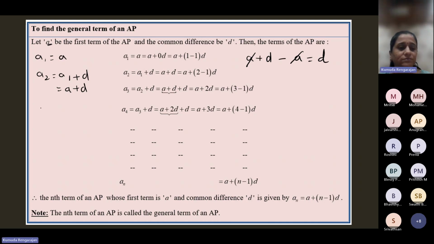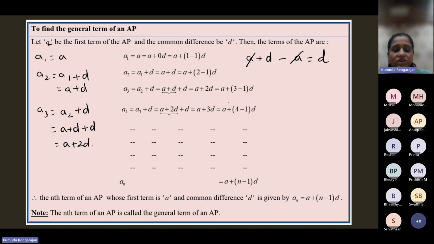Now what's the third term? The third term is the second term plus the common difference. What's the second term? A plus D. So the third term is A plus D plus D, which is A plus 2D.